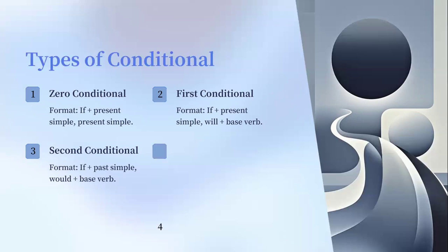The last type of conditional is the third conditional. In order to compose a third conditional, the structure that we are going to follow is if plus past perfect, plus would have plus past participle. That means that the if clause of your sentence is going to be in the past perfect, and the outcome clause of your sentence is going to be according to the rules of would have plus past participle.